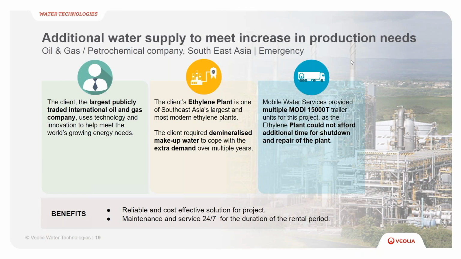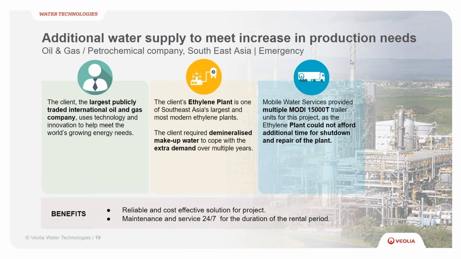So with our team in MWS, Mobile Water Services, we provided multiple MODIs, so Mobile Deionization System. MO is for mobile, DI is for deionization. The trailers that we have, the T is for trailer, the trailer 15,000 that we have is to provide demin water with a very low conductivity to the customer. And so we're able to provide this ethylene plant with the complete volume of water that they need, around 280 cubic meters per hour of demineralized water.